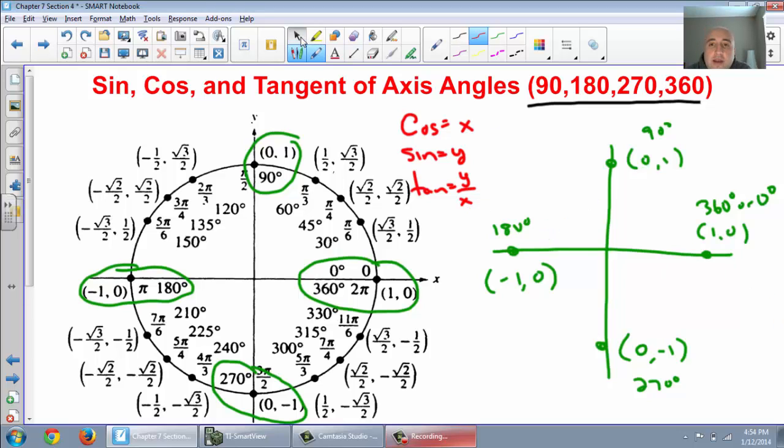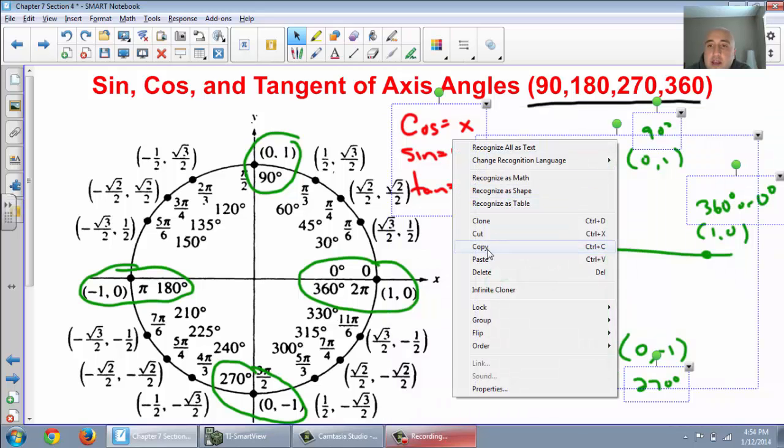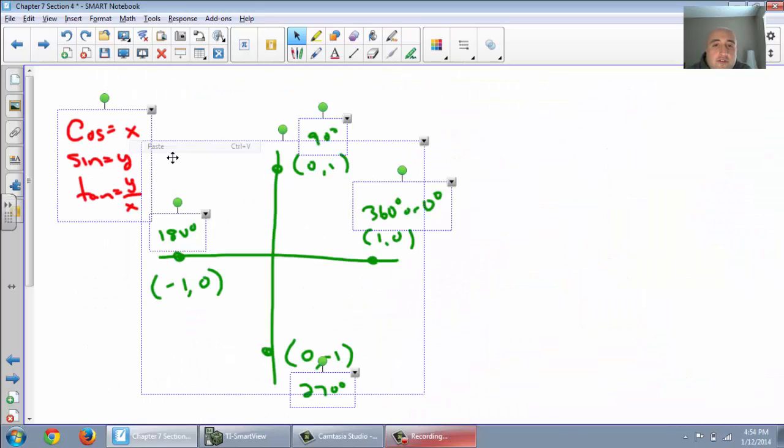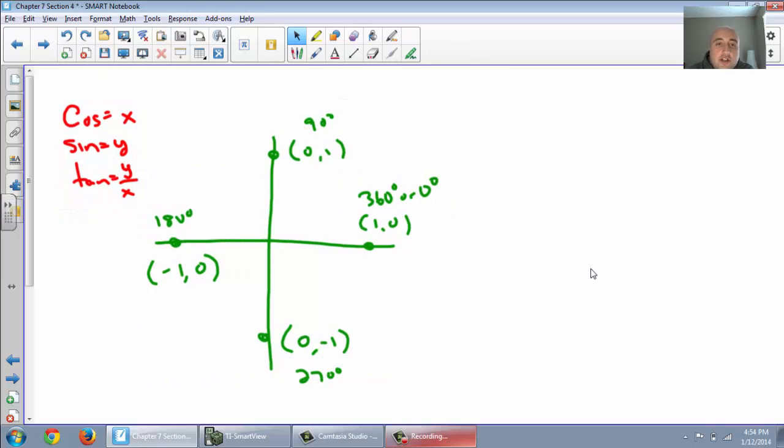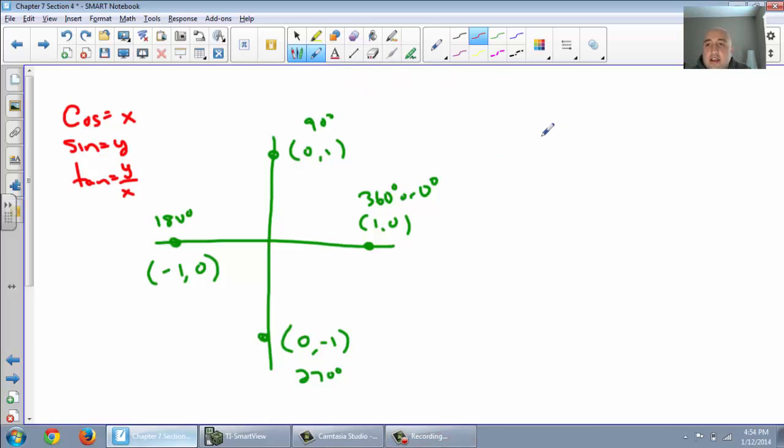So I'm actually going to copy this down on the next page, and we're going to look at this a little bit further. This is a chart that you should have memorized or written down. All right, so let's find the sine of 90. Here's 90. The ordered pair is 0, 1. Sine is the y value. What's my y value? 1. Done. These are easy.